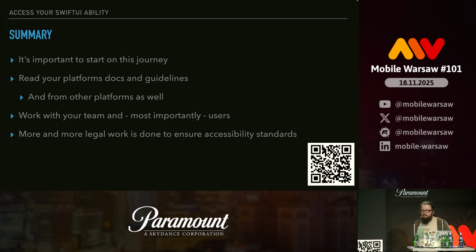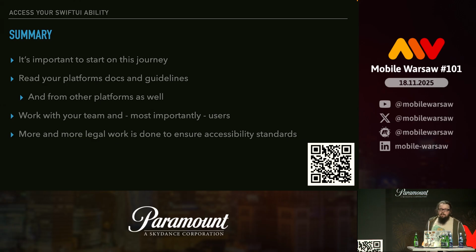It's also, I think, important to note that more and more legal work is done to ensure accessibility standards are met. For example, the European Union introduced the EAA, European Accessibility Act, which was implemented in country-level laws in 2023, and it's being enforced starting this year, which currently applies to public entities. So private entities are not yet bound by it, but it's good to keep track of such things to see where we may start having some requirements on us.